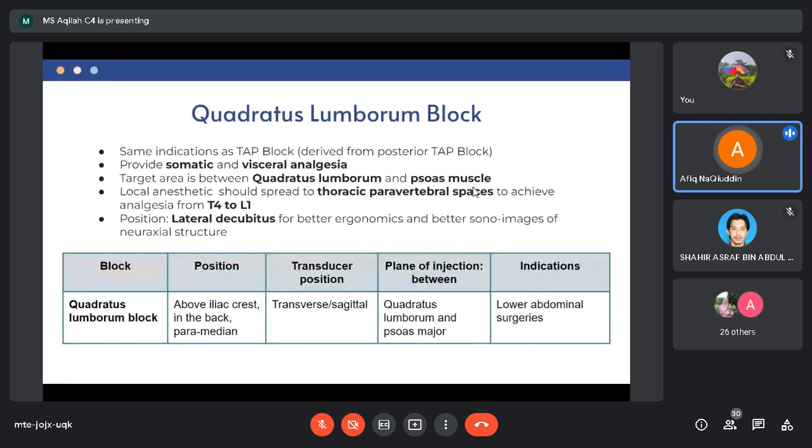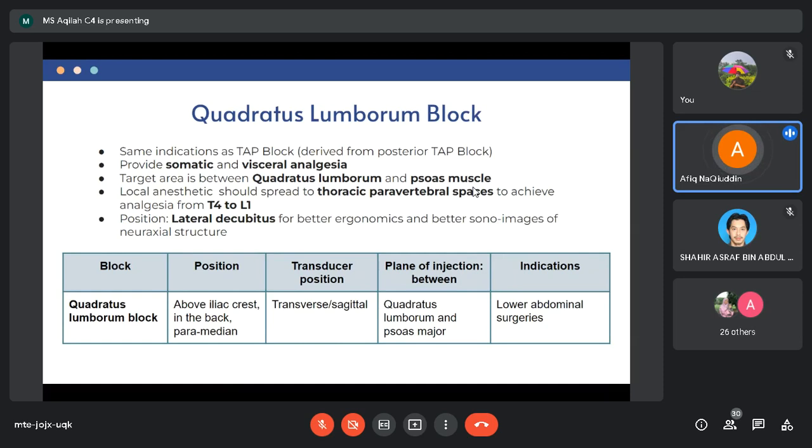Okay, then we have the quadratus lumborum block. The indication is the same as the TAP block because it is derived from the posterior TAP block, and it can provide both somatic and visceral anesthesia. The target area is, as the name suggests, between the quadratus lumborum and the psoas muscle.